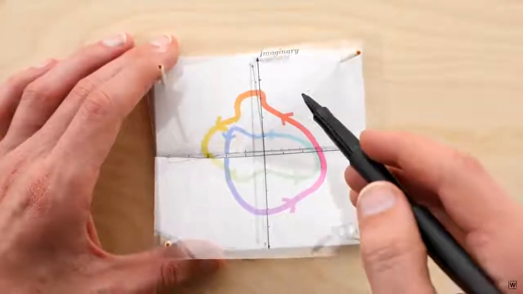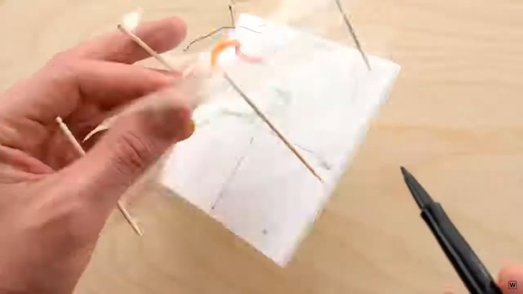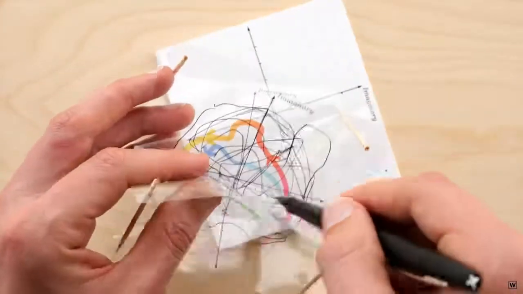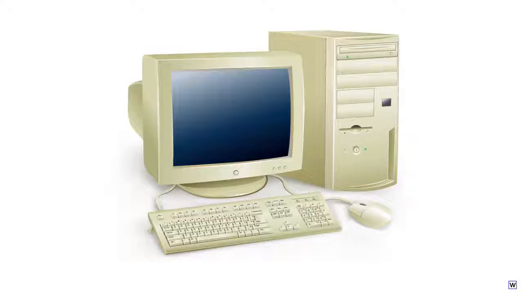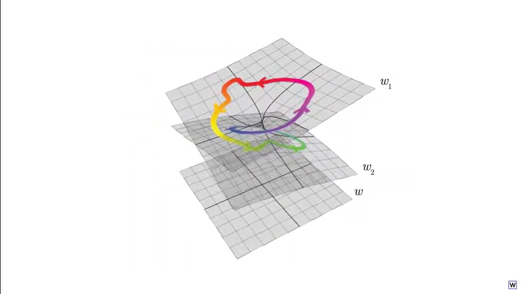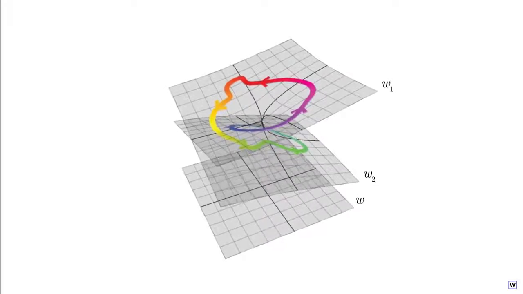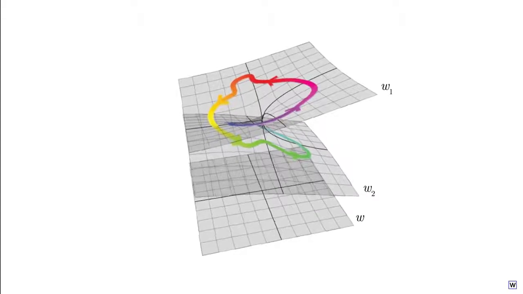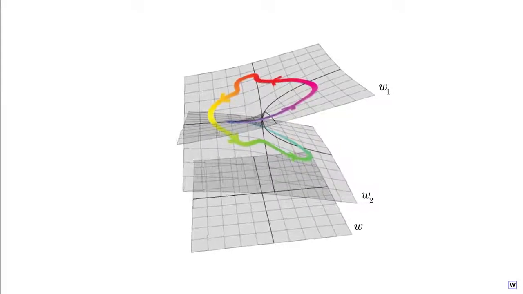Drawing on 3-dimensional surfaces can be a little challenging, so we'll make use of a tool that wasn't invented until over a century after Riemann's death: a computer. Just as with our paper version, we'll start with our W plane lying flat on the ground, and place our Riemann surface directly above.